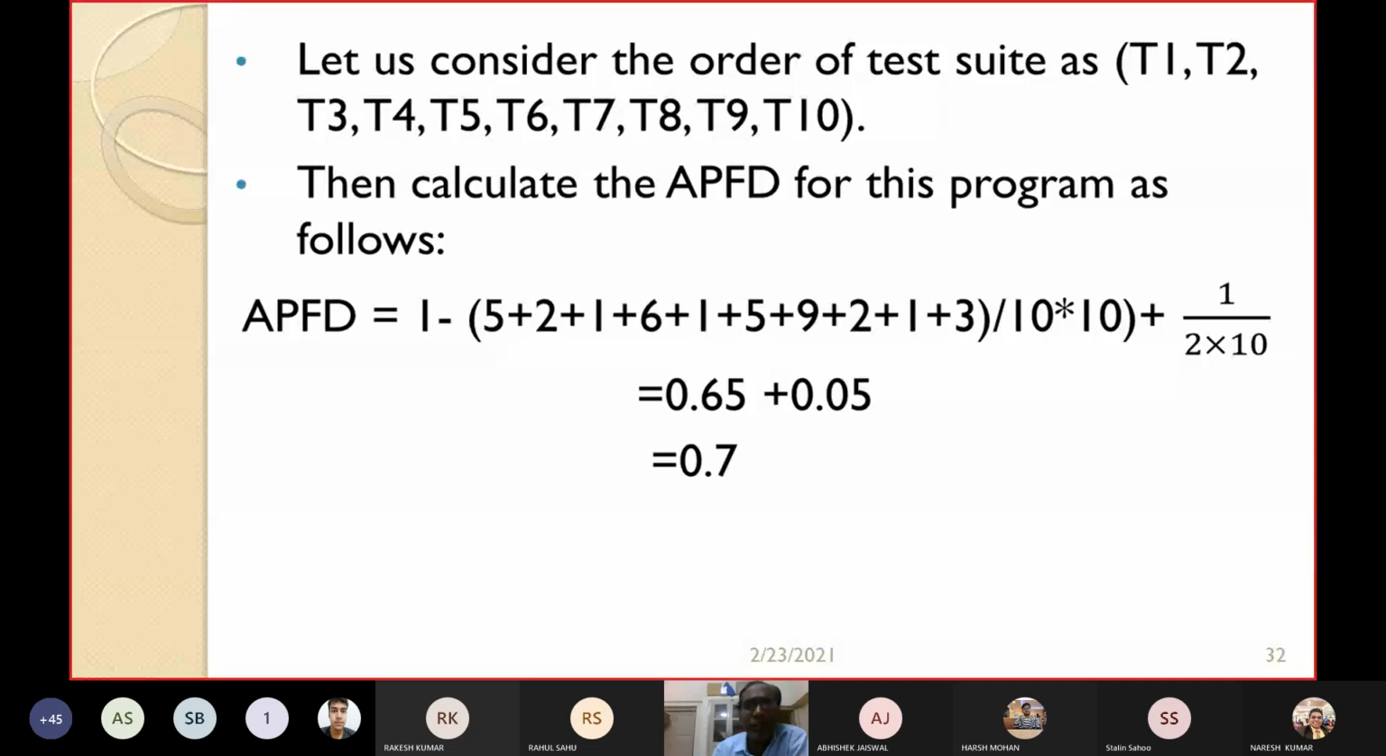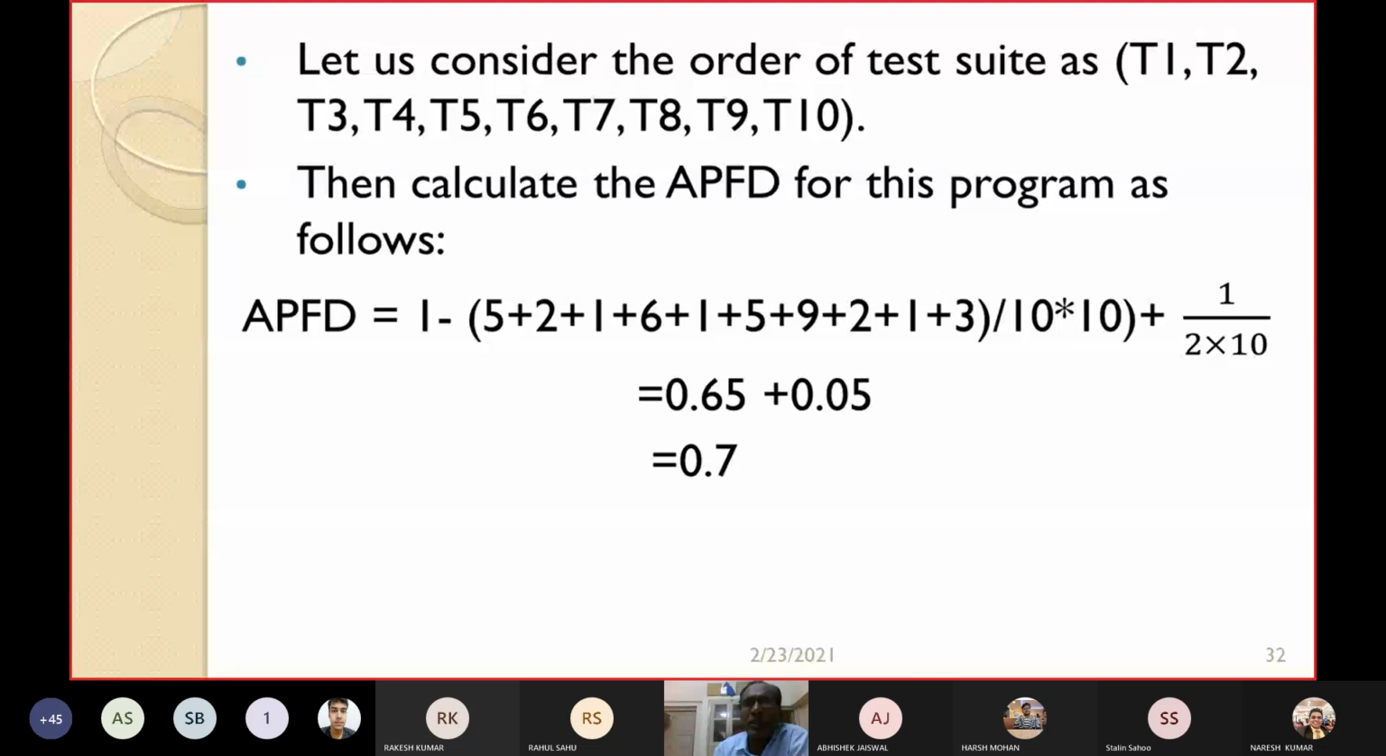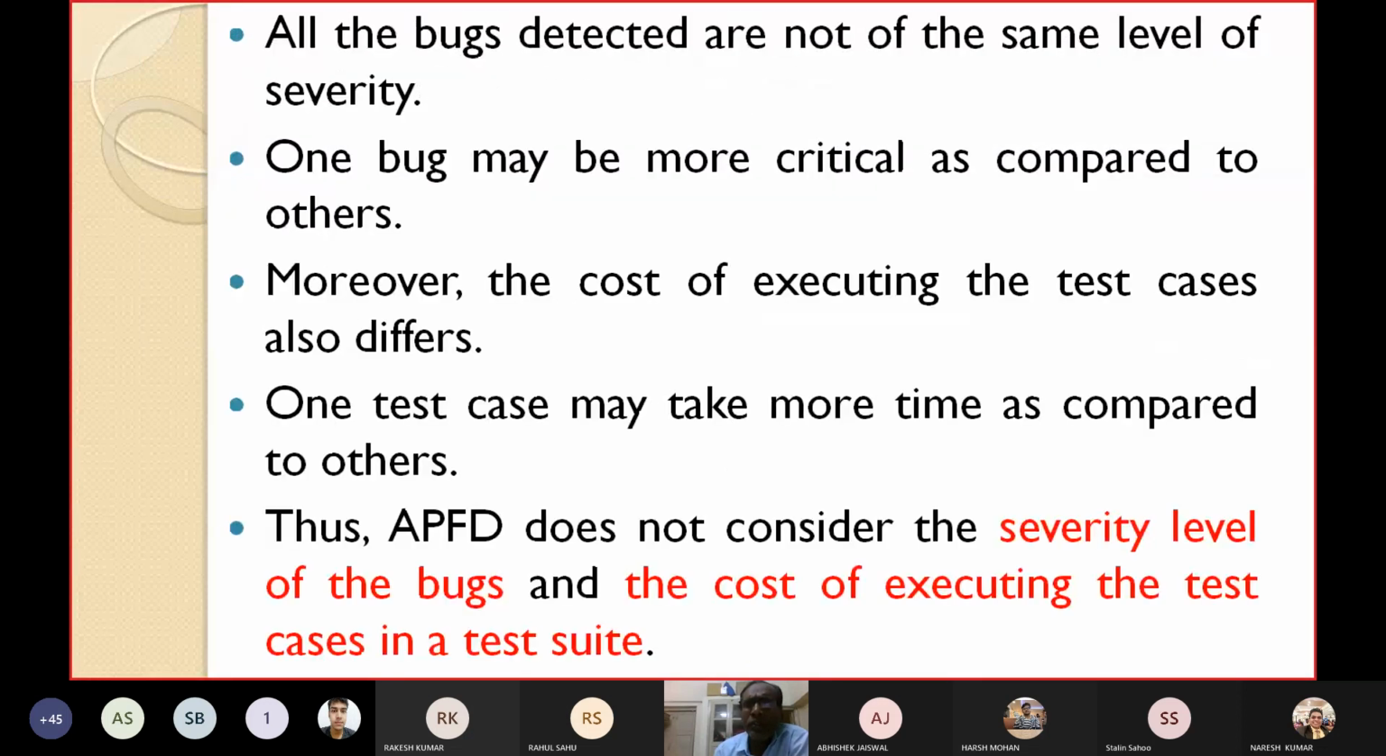So two minutes more. All those things I have explained. All the bugs detected are not of the same level of severity. One bug may be more critical as compared to others. Moreover, the cost of the executed test cases also differs. In this approach, the cost of the test cases is not taken into account. One test case may take more time as compared to others.